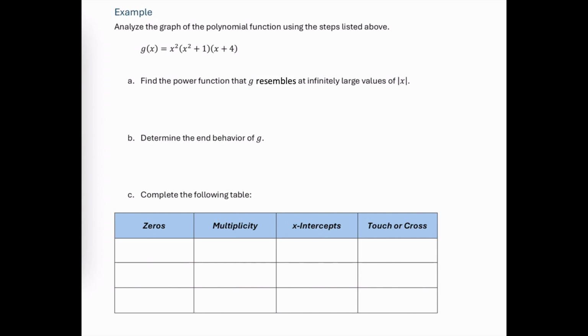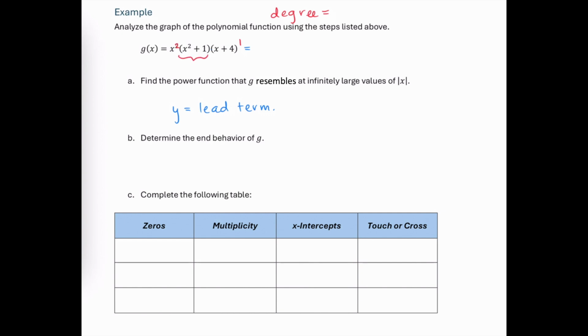So here we have the graph of g, and it's written in its factored form. We'll start by looking at the power function that g will look like at infinitely large values of x. And that power function is going to be y is equal to the leading term of the polynomial once it's multiplied out. We've seen before that we don't have to actually multiply the whole thing out to determine what the leading term is. We can just look at the degree of the polynomial, and the degree is determined by the powers on the factors that contain the x, and add those powers together.